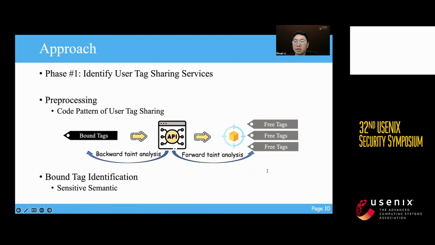For the selected applications, UTSFuzzer will dynamically test them to trigger their user tag sharing service. By monitoring the network traffic and checking the sensitivity of service parameters, the employed bound tags can be effectively identified.